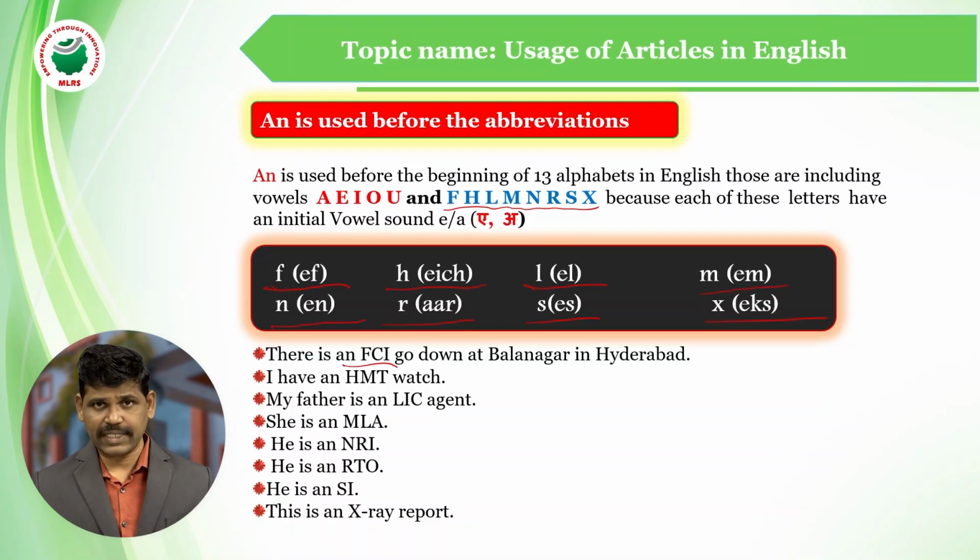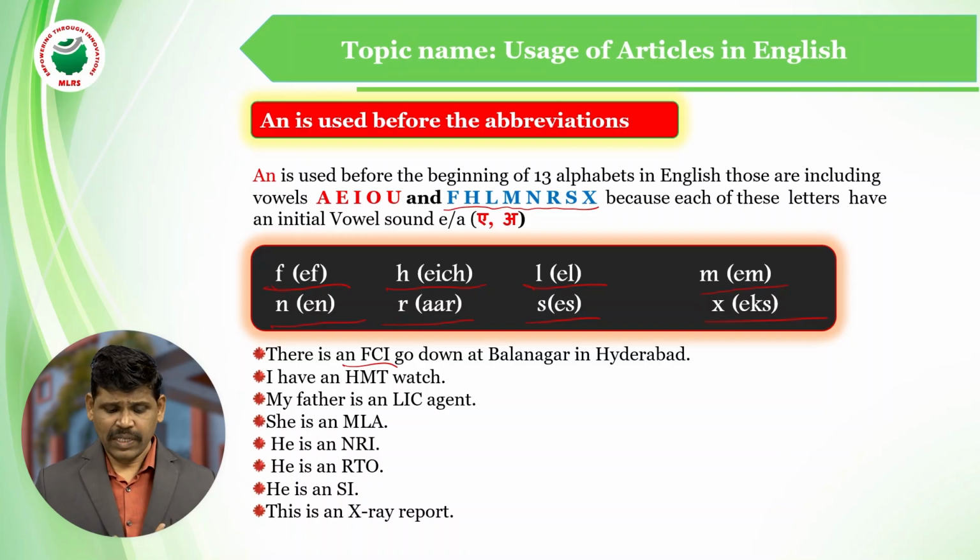This is an X-ray report. The abbreviation begins with the alphabet X. So in X, the initial sound is A. So we use the article an in front of this abbreviation. This is an X-ray report.